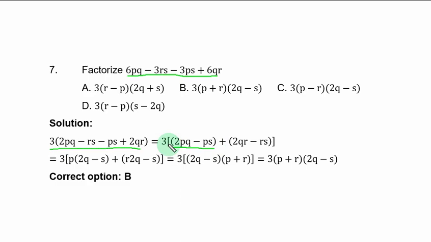You are trying to follow the order of the letters. So from the first group, you can factor out p. If you factor out p, you have it in this form. From the second group, you can factor out r. If you factor out r from the second group, you have it in this form. Clearly, you see that 2q minus s is common. If you take it out again, you are left with p here plus r that will form the other bracket. And this is the factorization that you are asked to do. So B is the correct option.